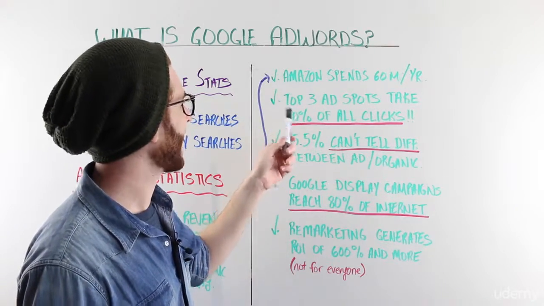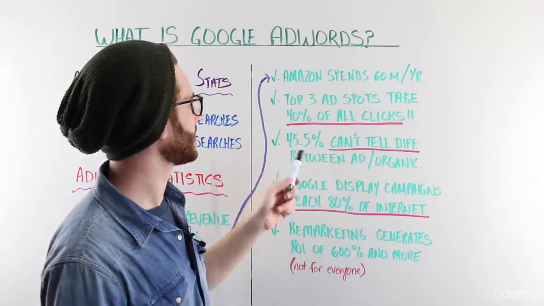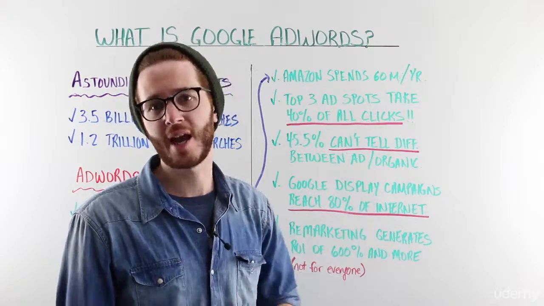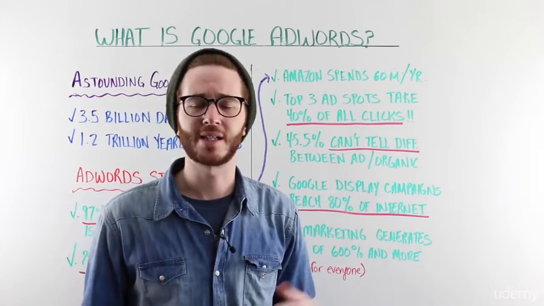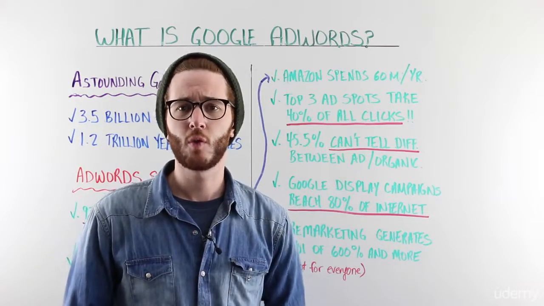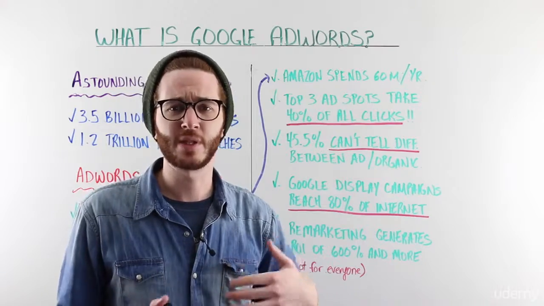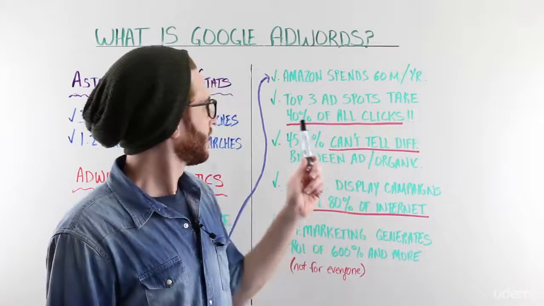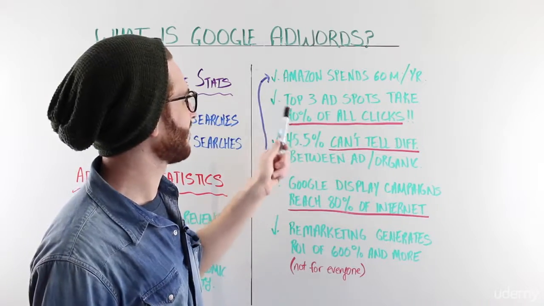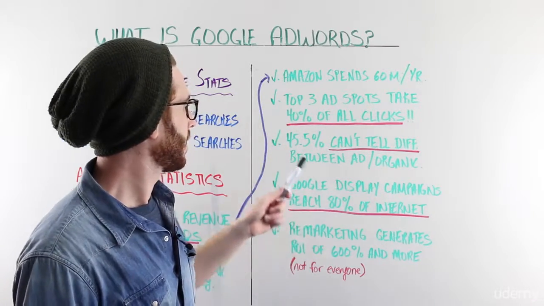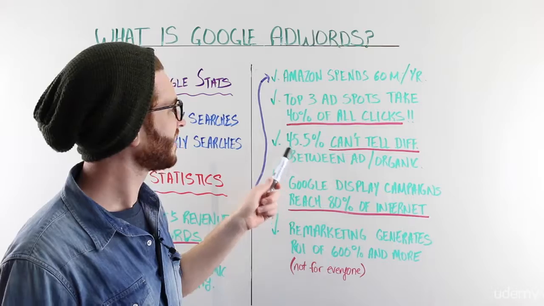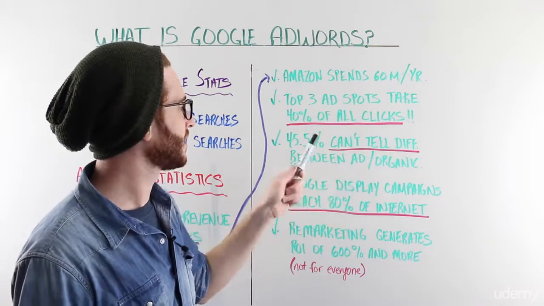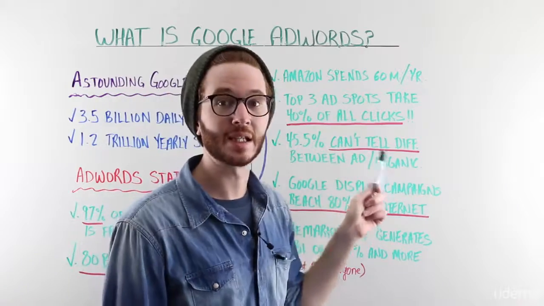The top 3 ad spots take 40% of all clicks. Now, people will say, hey, who clicks on those AdWords ads anyway? People might specifically want to click on the organic results, but as you can see, that's not true. A lot of people click on the ads. Almost half, 45.5% of people who were polled can't tell the difference between an ad and an organic listing.